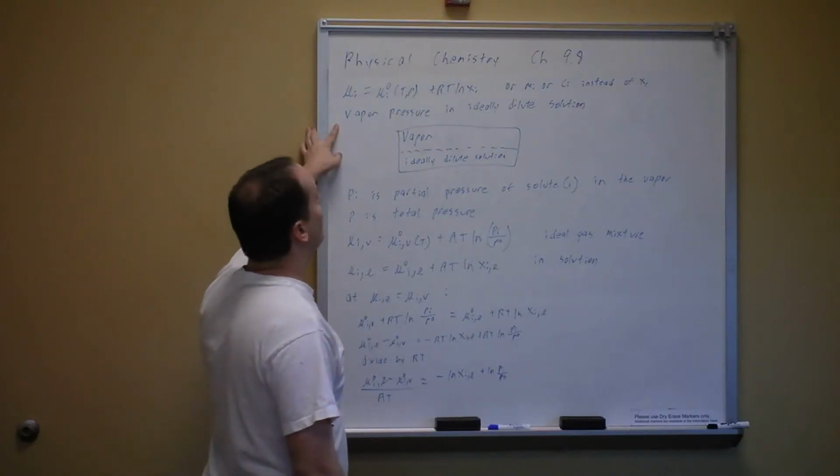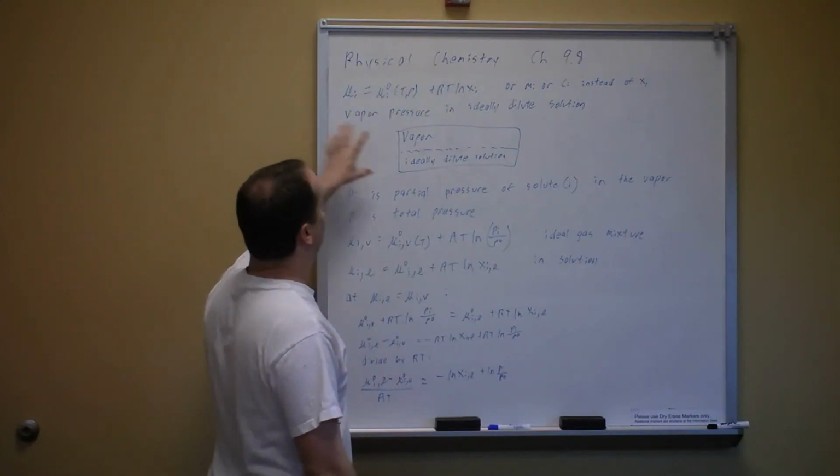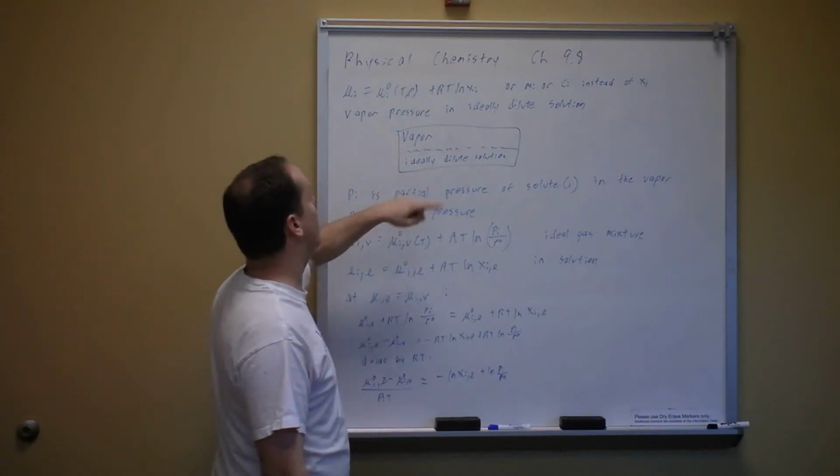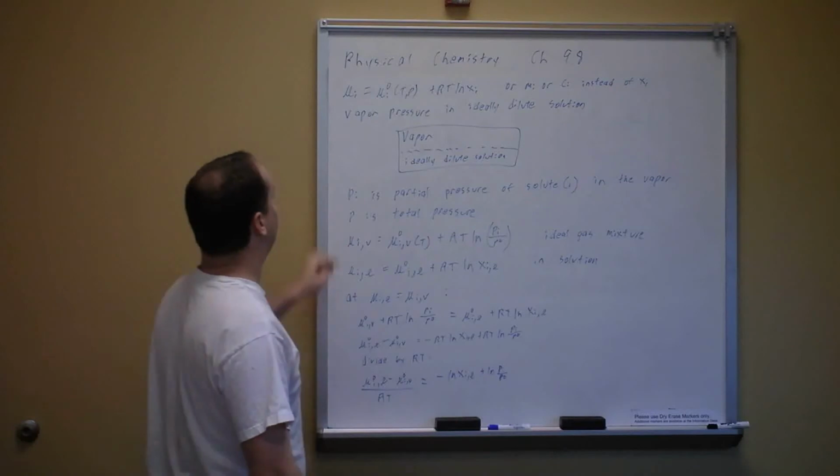So let's talk about vapor pressure in our ideally dilute solution. We have our system: a liquid solution at the bottom, which we're saying is ideally dilute, and then of course we have vapor above it.